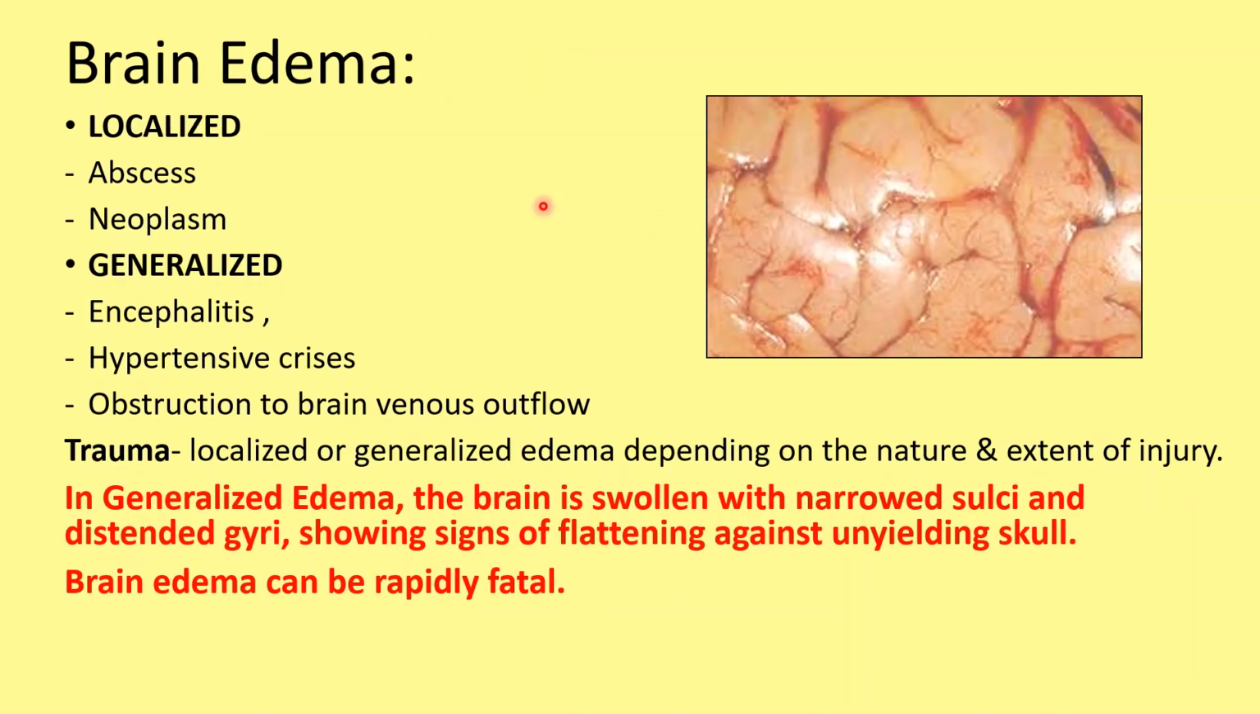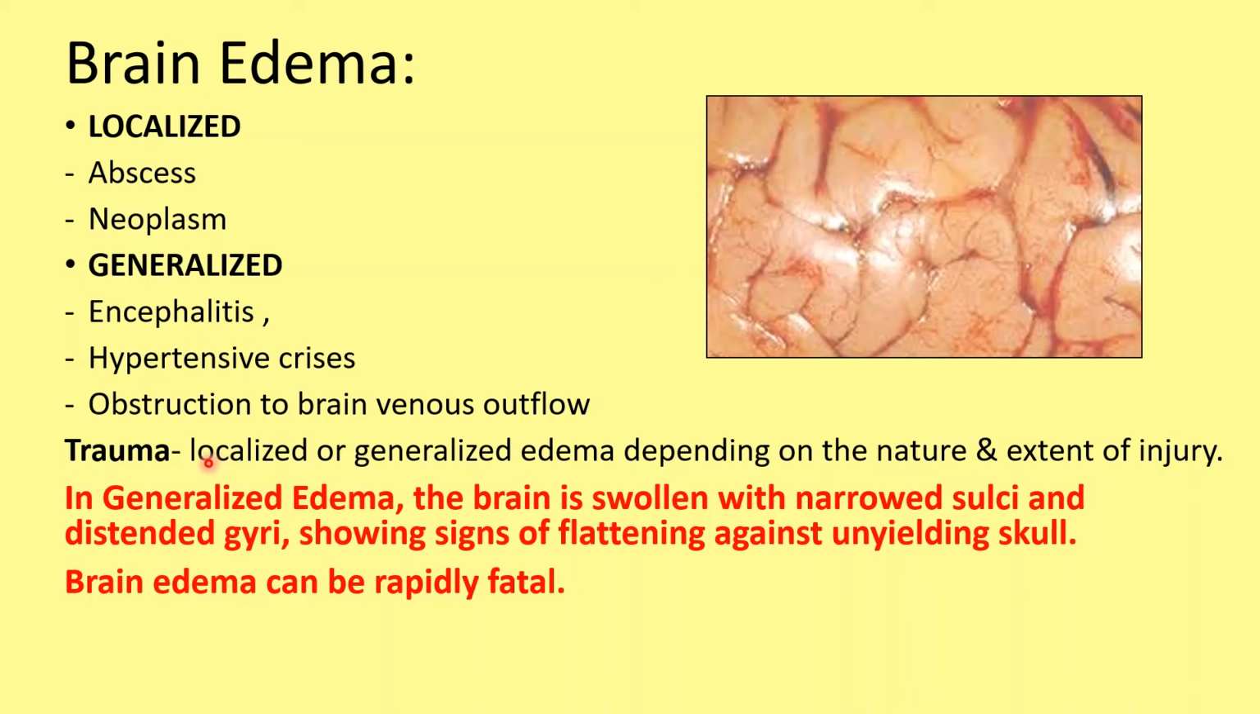Next is brain edema. Brain edema can be localized or generalized. In localized brain edema, the causes are abscess and neoplasm, and generalized can be due to encephalitis, hypertensive crisis, or obstruction to brain venous outflow. Trauma can cause localized or generalized edema depending on the nature and extent of the injury.